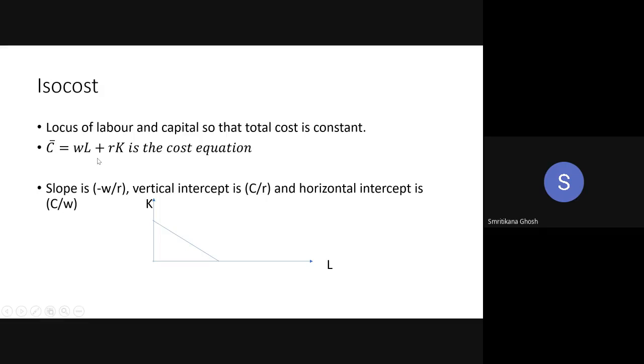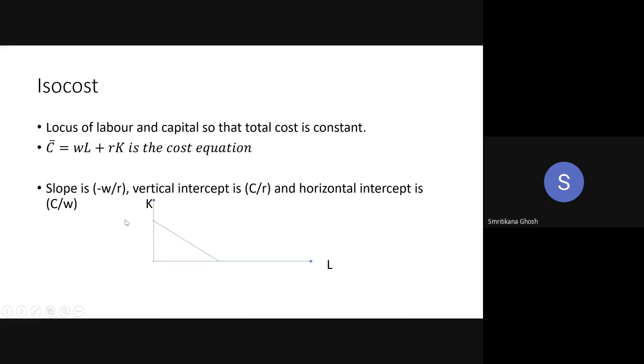Now, what is W? W is the wage rate. And what is R? R is the rent. These two things are parameters in this case. These are given to you. Wage rate, rent, you cannot change. As a producer, you cannot change them. Once these are given, that means W by R is a constant with a negative sign.